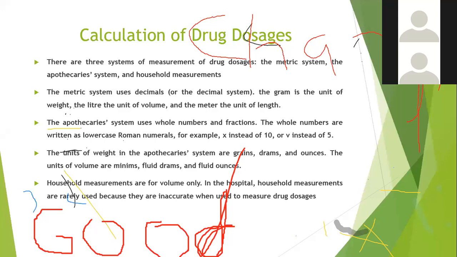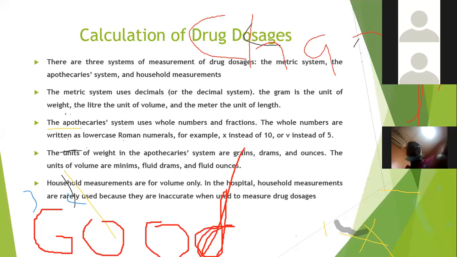The metric system uses decimals. The gram is the unit of weight, the liter is the unit of volume, and the meter is the unit of length. So that is one thing about the metric system. It measures weight, it measures volume, and it measures length. Unlike the apothecary system, which measures only weight and volume. It does not measure length.